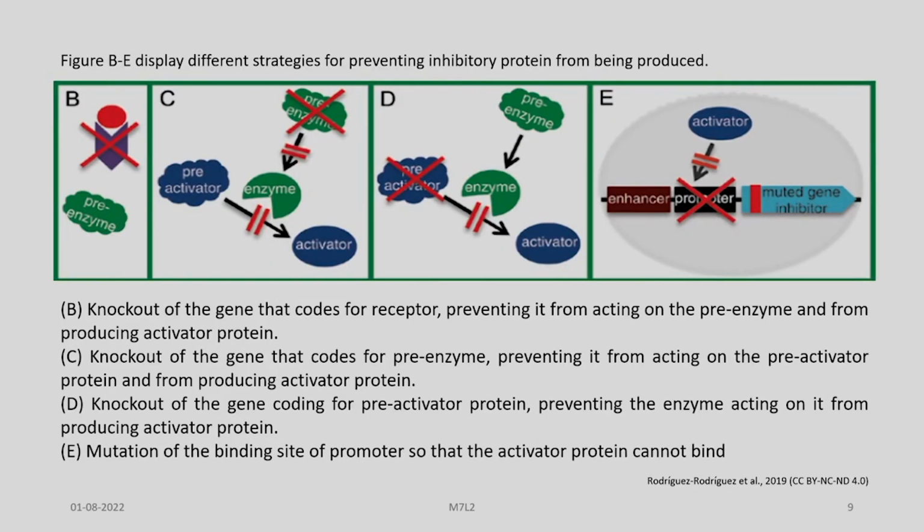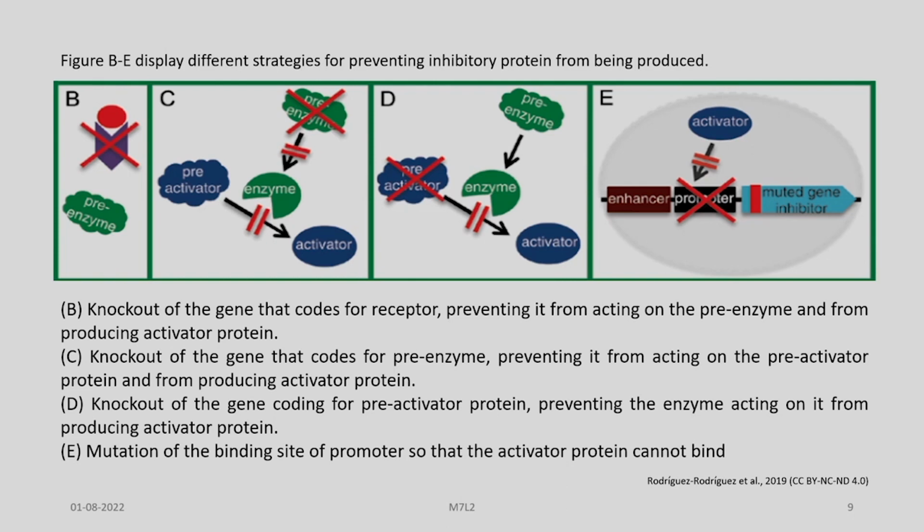So, these are various representations by which we can deploy different strategies for preventing inhibitory protein from being produced. Let us study them one by one. In the case of B, we can knock out the gene that codes for receptor, preventing it from acting on the pre-enzyme and from producing activator protein.